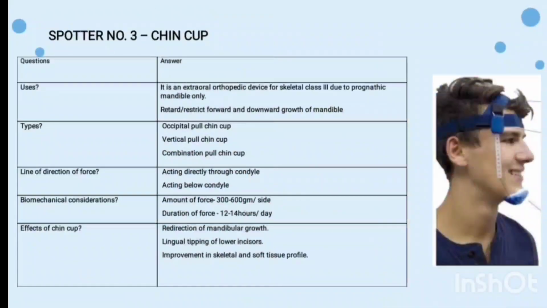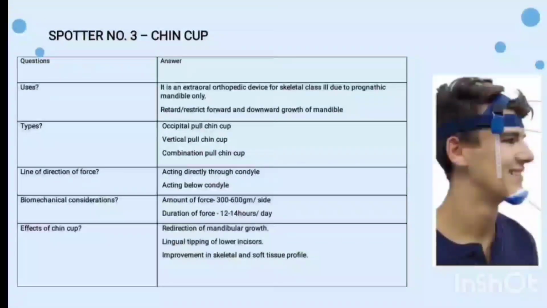Our third spotter is chin cup. Now, what are its uses? It's an extraoral orthopedic device for skeletal class 3 due to prognathic mandible only. They retard or restrict the forward and downward growth of mandible.